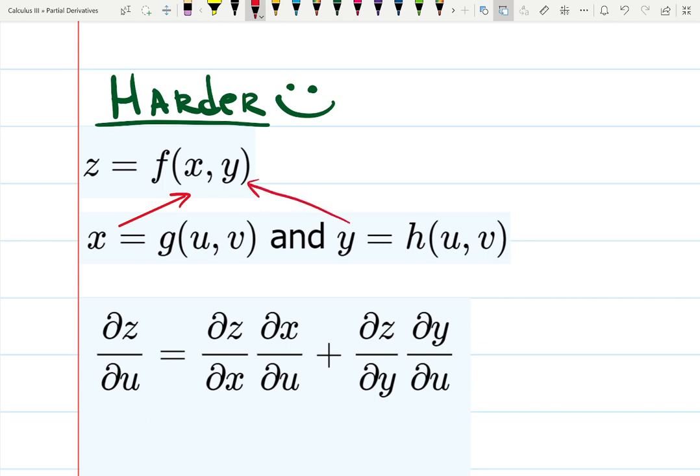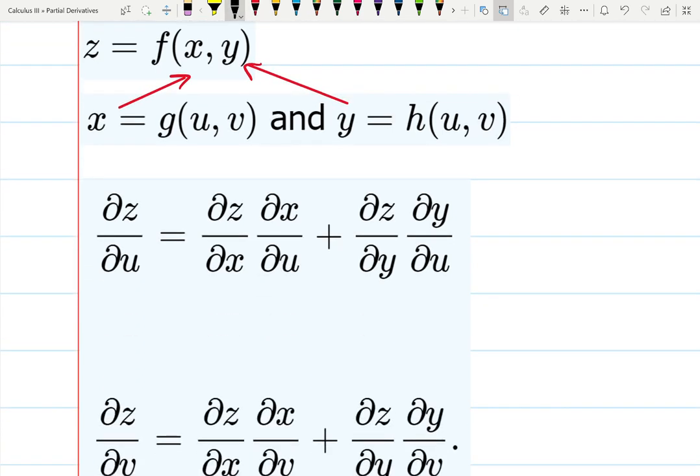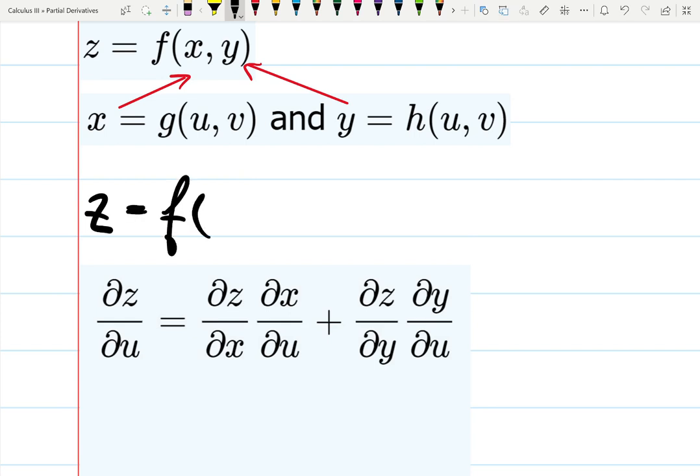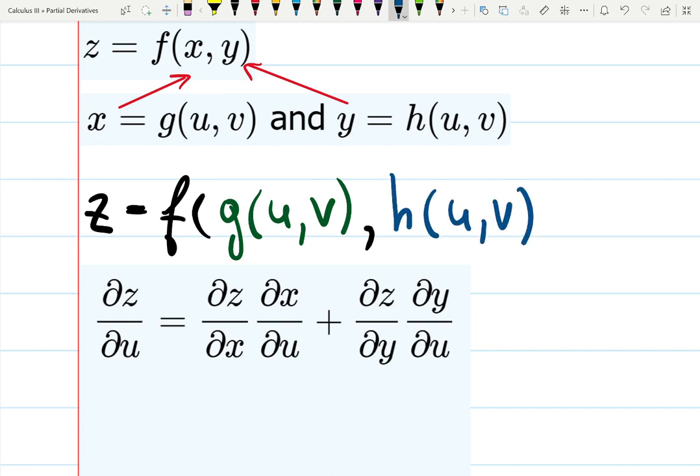Y is a function, let's call it h, g and h. That doesn't even matter. You see, I never actually used the names of those functions, to be honest. Also, it is a function of two variables. So if I want to rewrite this, like I did last time, if I want to be specific, that makes z a function of x, which is actually g of u and v, and y is a function h, which is a function of u and v.